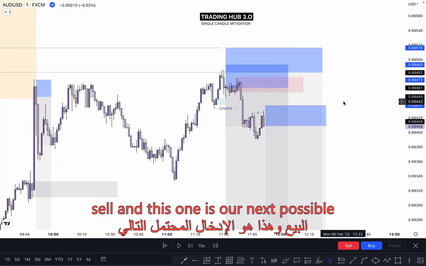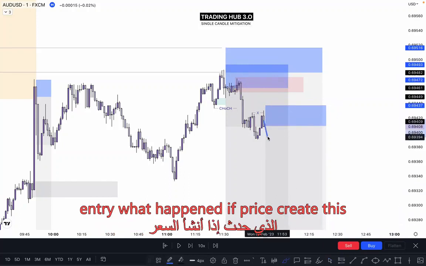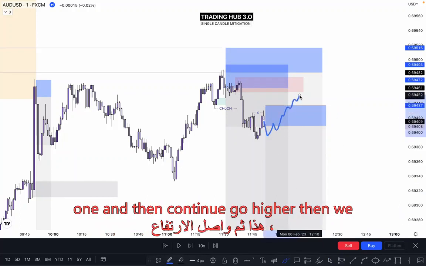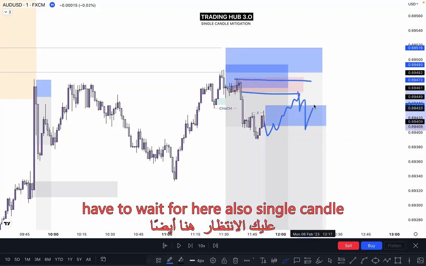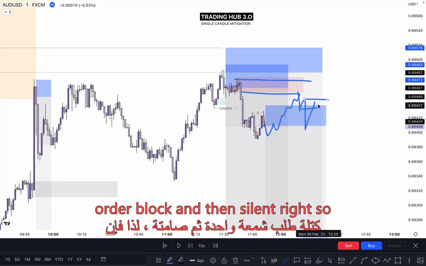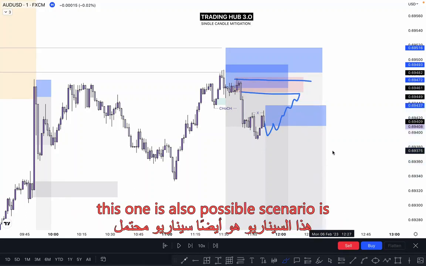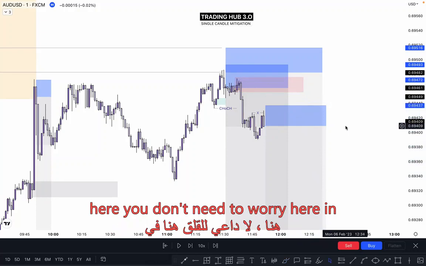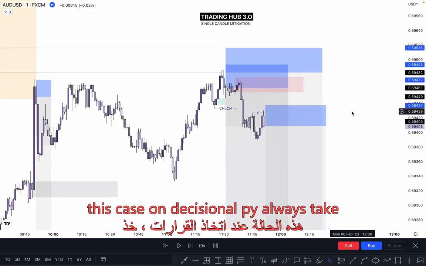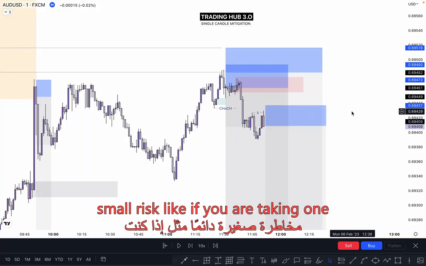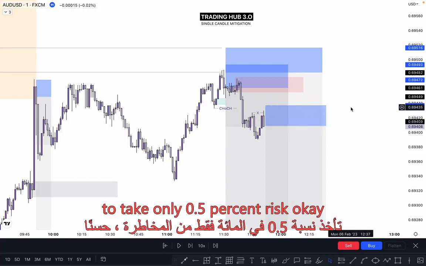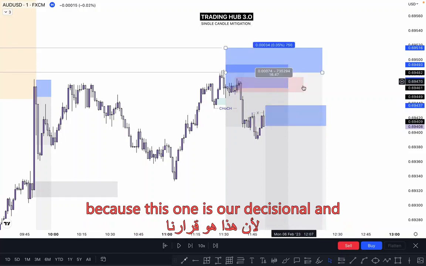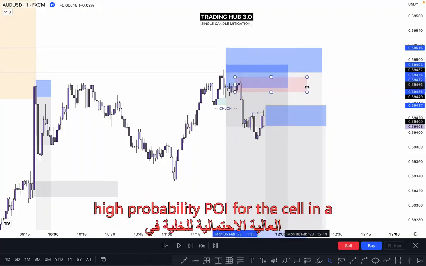And this one is our next possible entry. What happens if price creates this one and then continues to go higher? Then we are willing to sell here also, but you have to wait for a single candle order block here also and then sell, right? So this one is also a possible scenario here. You don't need to worry here. In this case, on decisional POI, always take small risk. Like if you are taking 1% risk, so at this point you have to take only 0.5% risk, okay? Because this one is our decisional and this one is our extreme, which is our high probability POI for the sell in a lower time frame.